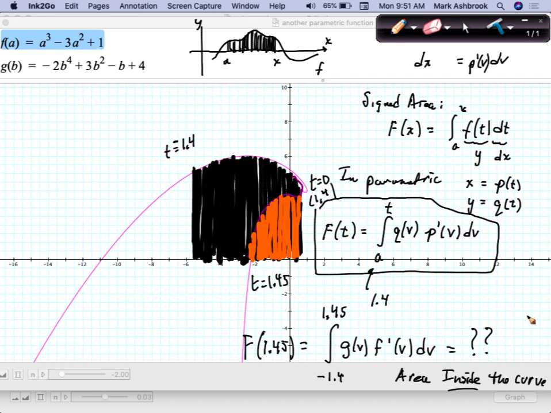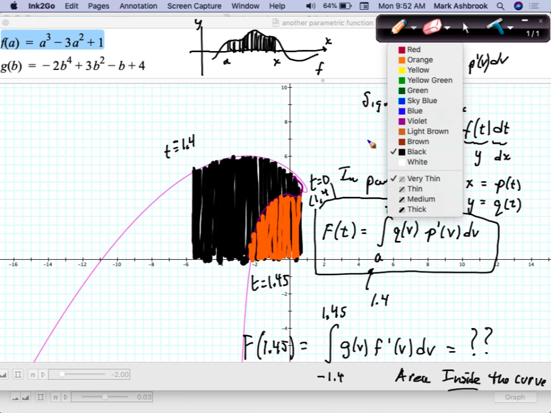Now that won't always be the case, but just in this particular case, you end up getting what you now see shaded black. You get that area inside. And so now we're going into negative territory. T is increasing. X is decreasing and y is negative. So if I keep going past 1.45, will I accumulate positive or negative for this down here? That's going to accumulate positive because your x is decreasing, but your y is negative. So negative times a negative is a positive.